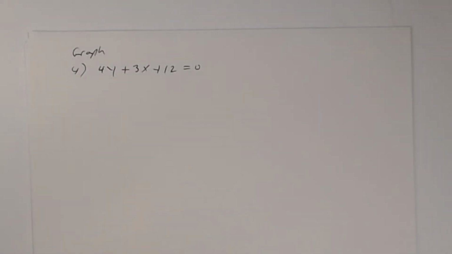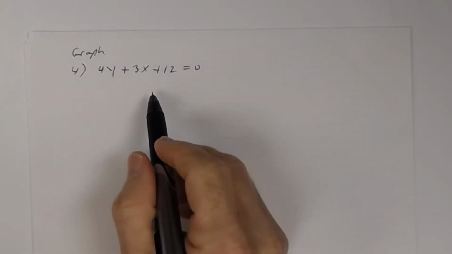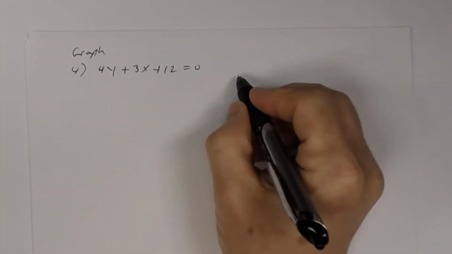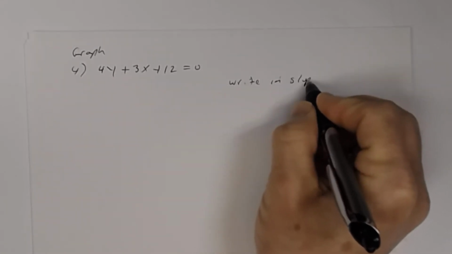All right, now let's do one more. So this will be number 4. Let's suppose we had this problem: 4y plus 3x plus 12 equals 0. Now I want to graph this using slope-intercept. So the first thing we have to do, remember, is we must write it in slope-intercept form.